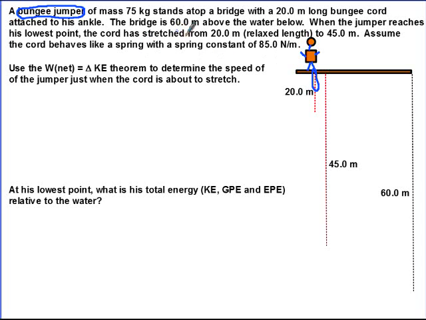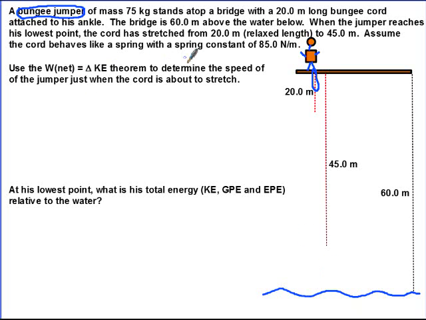So the bridge is 60 meters off the water below. Let's draw that here. So there's the water. When the jumper reaches the lowest point, the cord has stretched 20 meters from its relaxed length to 45 meters. So you'd be way down here at that point.